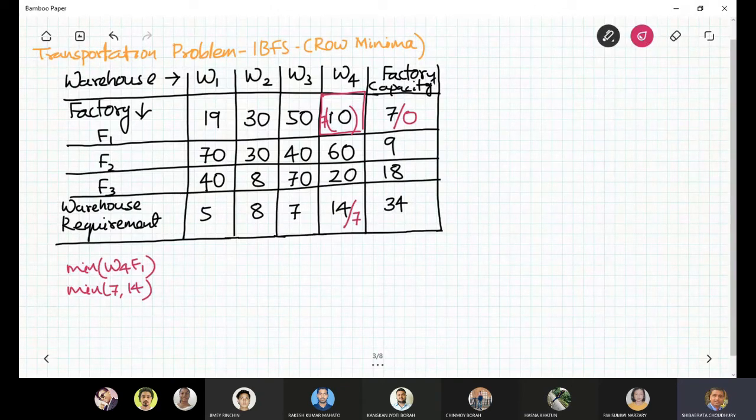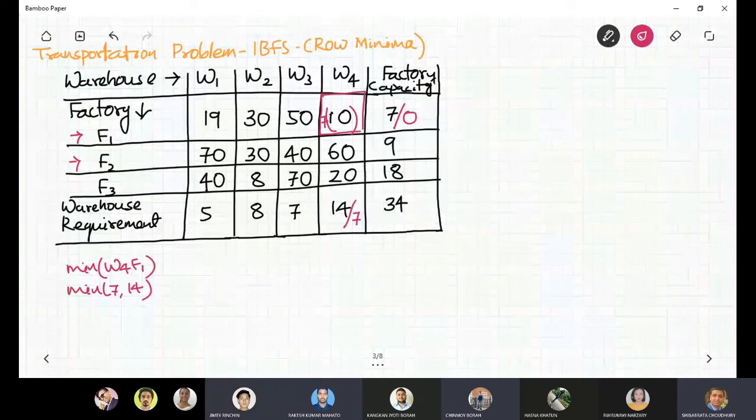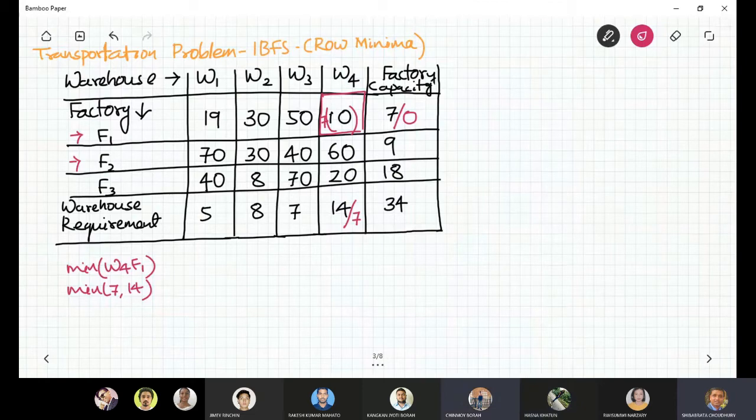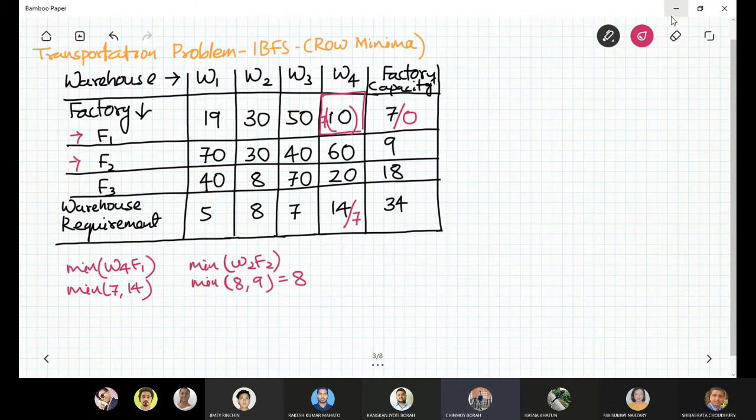Okay. So next I'll come down to the second row. In the second row, where should I allocate now? W2 F2. The minimum of W2. Okay. This becomes 1.